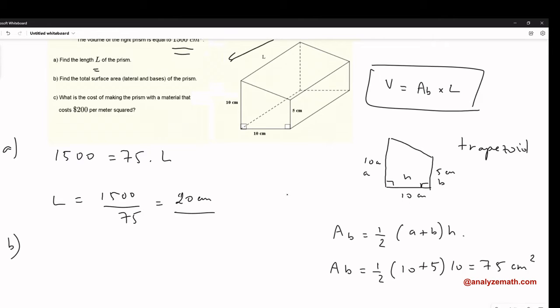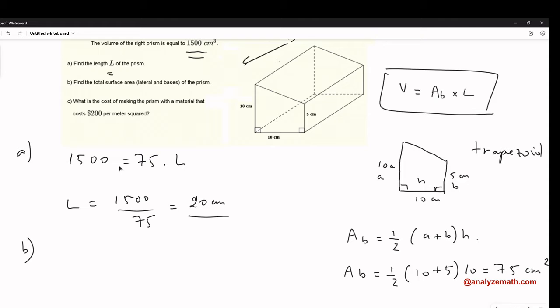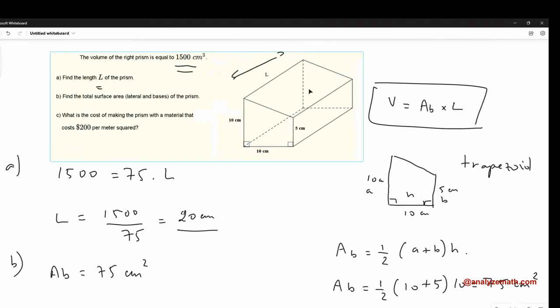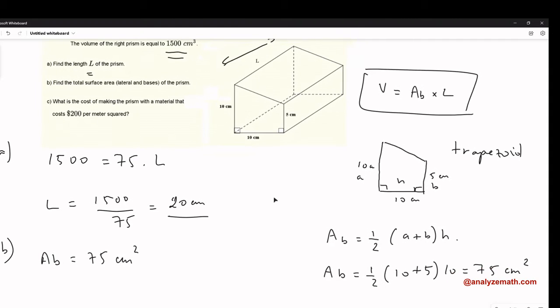Now let's go to part B. In part B we are asked to find the total surface area, lateral, and the bases of the prism. Now the prism has got two bases, one here and one here, and we have already found the area of one of them. So let's put it again here. The area of one base is 75 centimeter squared. Now the area of the lateral surface, these 4 rectangles here, 1, 2, 3, and then 4 here, can be calculated in 2 different ways.